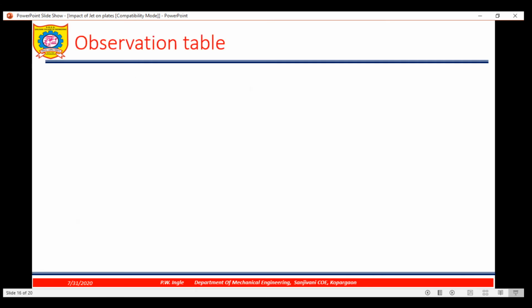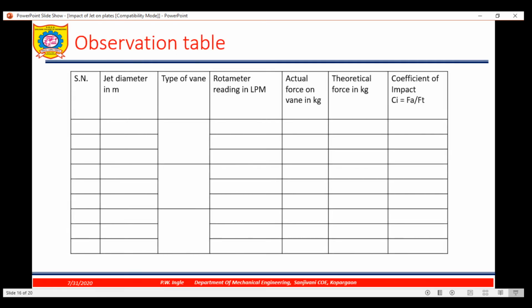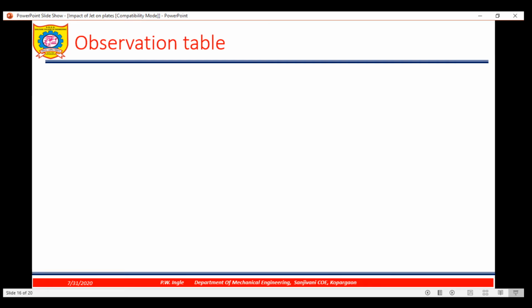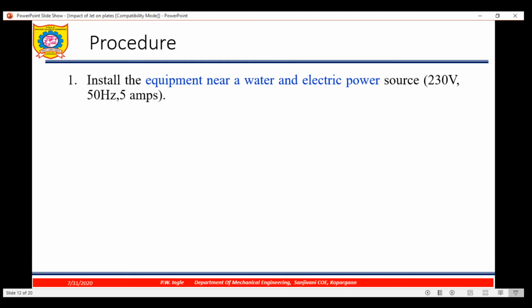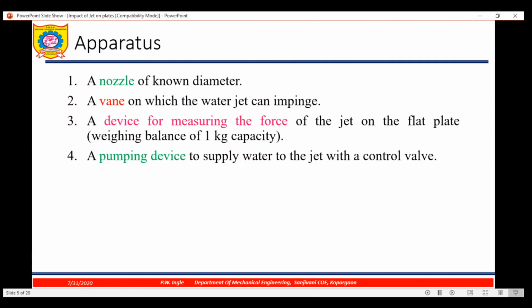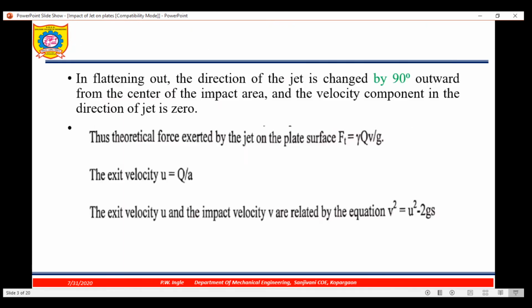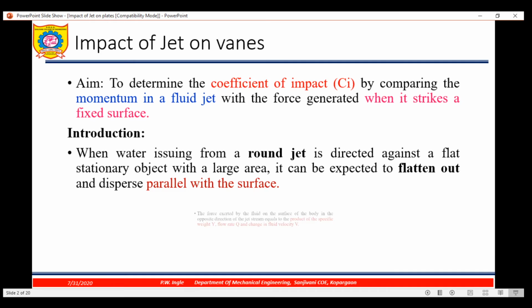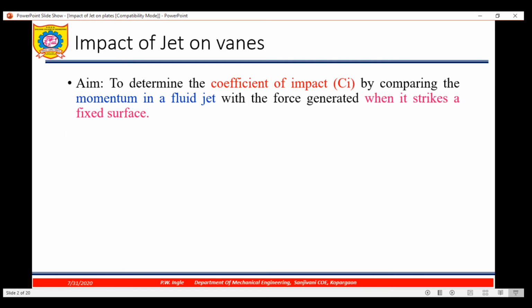It is the ratio of actual force to the theoretical force. Obviously the coefficient of impact is the ratio of actual force to the theoretical force, and theoretical force is always more as compared to actual force.